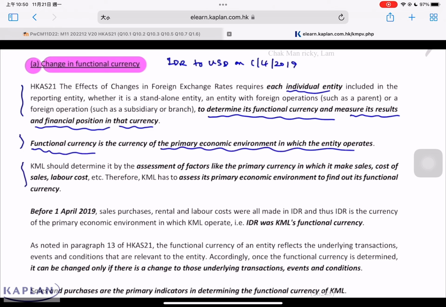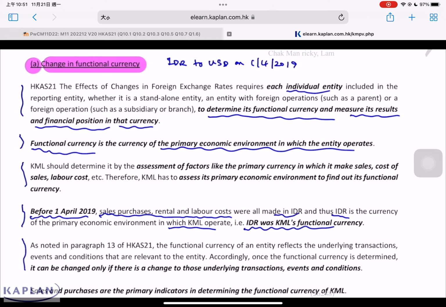To determine the functional currency, we have to consider the factors given under AS21. We have to consider the primary factors, the sales and the cost, and we have to consider the secondary factors if the primary factors are not conclusive. Before 1st April 2019, all the sales, purchases, rental, labor costs were substantially determined in Indonesian rupiah. Indonesian rupiah is considered the functional currency of KML before 1st April 2019.